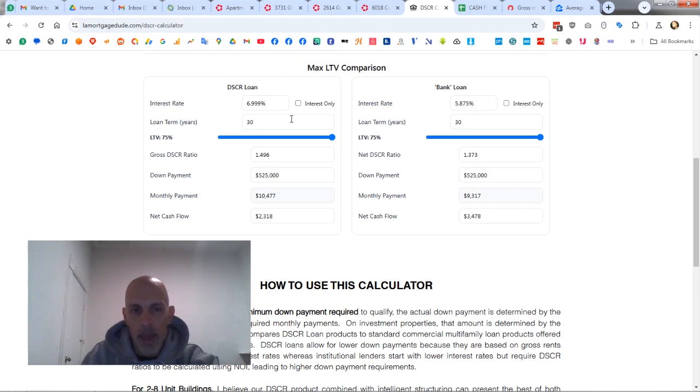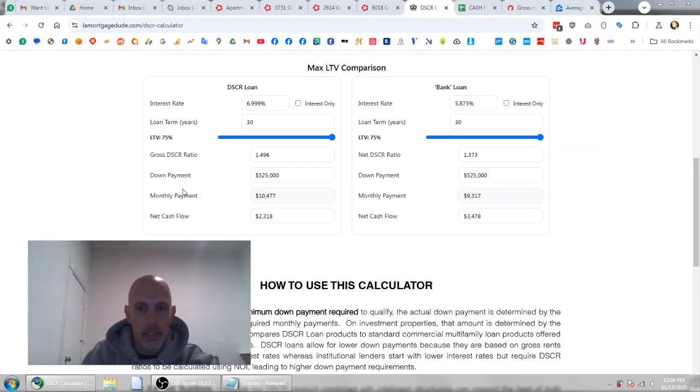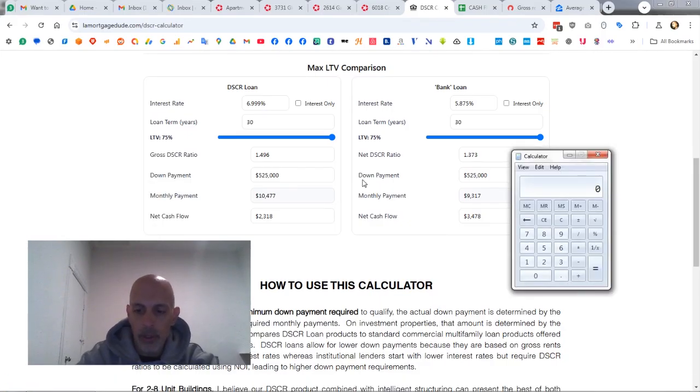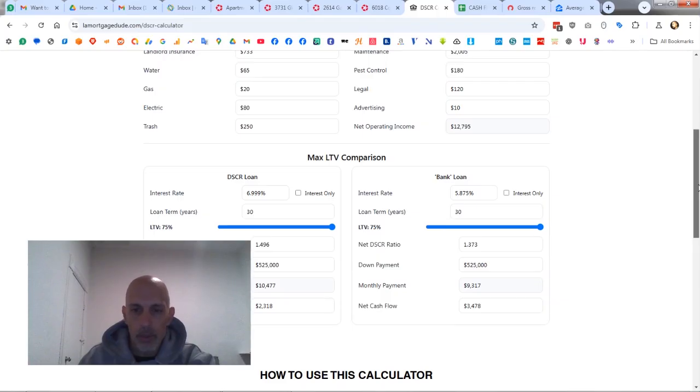DSCR loans allow a maximum of 2 vacant units, 4 or 5 units and up. And bank loans allow for 90% occupancy rates at minimum. So that means for every 10 apartments, you can have one empty. If you have an 8-unit building like this, let's pull up that calculator again. You have an 8-unit building and you have 3 units empty, you've got an occupancy rate of 62%. So this is not going to qualify for a bank loan.